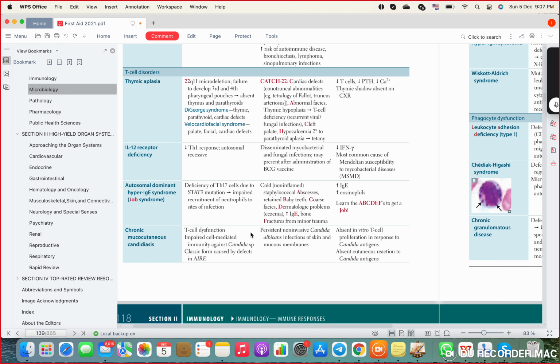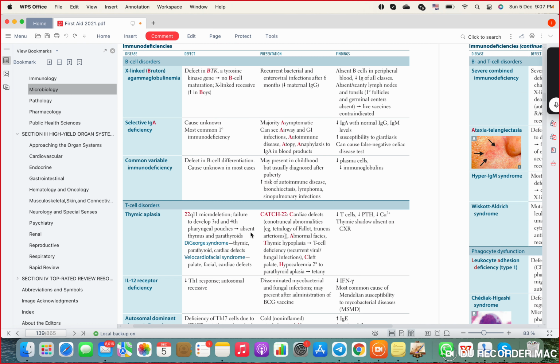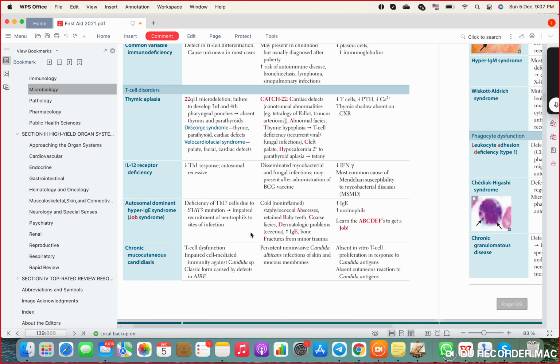Okay, good. And especially Giardiasis, yeah? Yeah, doc. Okay, good. Speaking about this selective IgA deficiency, you also need to know its association with one of the malabsorption syndromes. Which one? Celiac, doc? Yes, celiac disease.